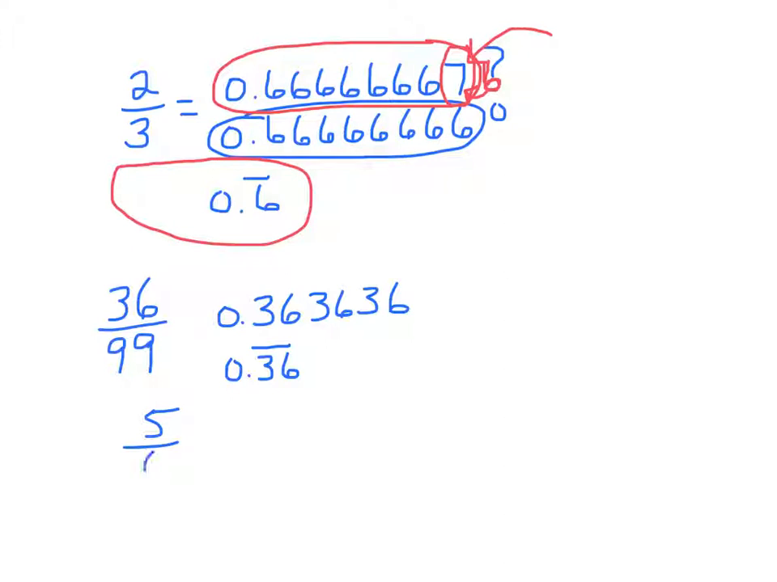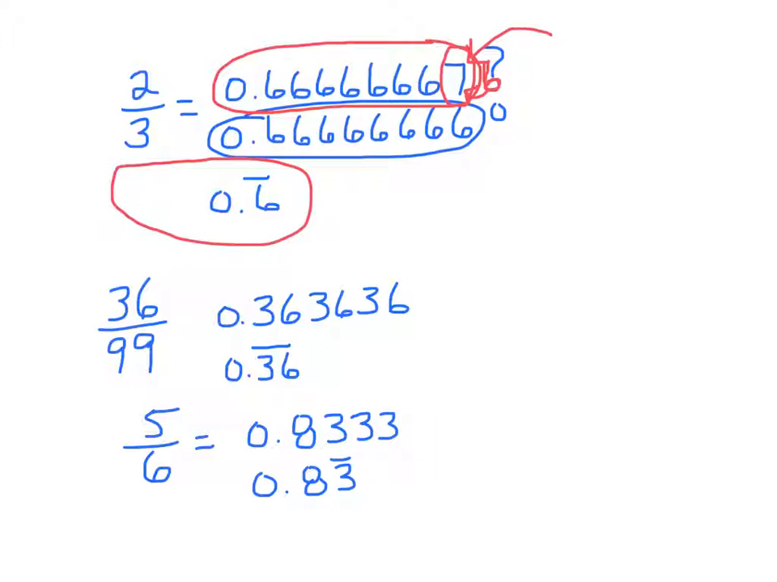If you had the fraction 5/6, 5/6 on your calculator would say 0.8333, and the 3 is repeating. So if I wanted to write that, I would say the answer is 0.83 with a line over the 3.